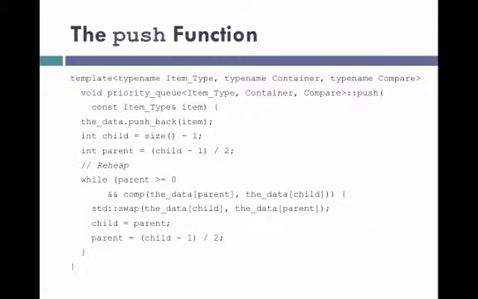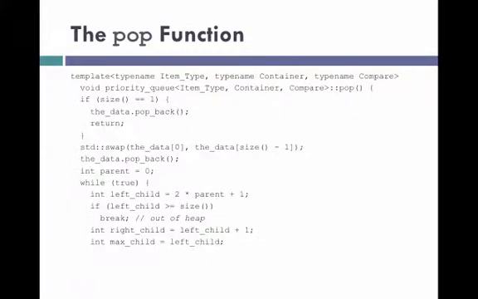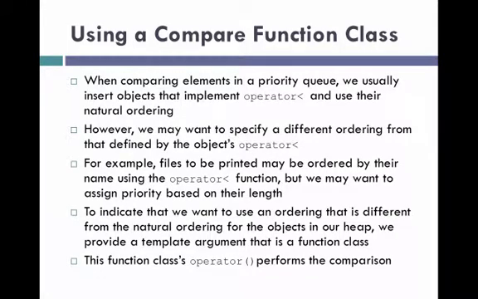There's code in your book for a push function and for a pop function. And when comparing elements in a priority queue, we usually insert objects that implement the less than operator and use their natural ordering. However, we may want to specify a different ordering from that defined by the object's less than operator. For instance, files to be printed might be ordered by their name using the less than operator function, but we may want to assign priority based on their length.